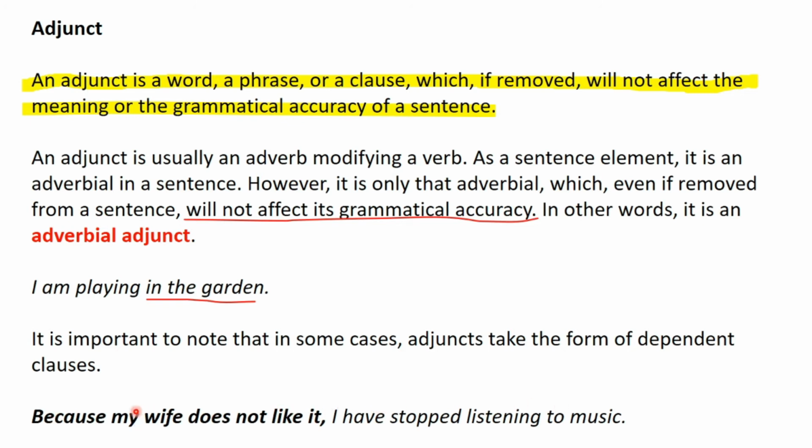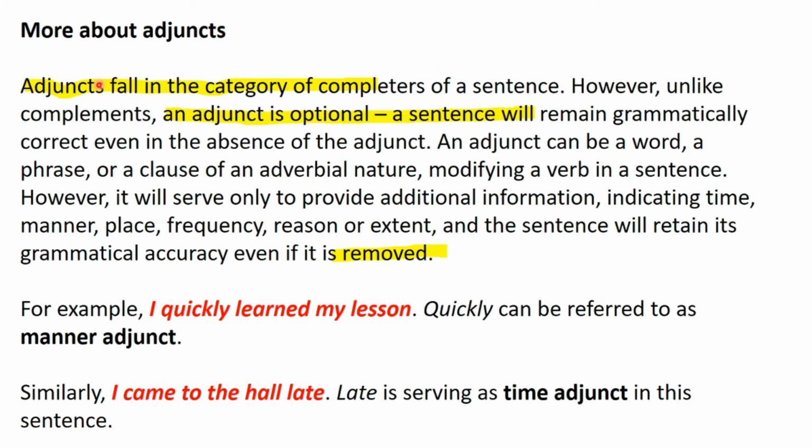Now even if we remove this dependent clause, because my wife does not like it, this part of the sentence, this independent clause, I have stopped listening to music, is grammatically correct and has a complete thought and meaning in itself. Like complements, adjuncts also fall in the category of completers, and they're used to include additional information in a sentence. For example, to indicate time, manner, place, as I earlier said, and also frequency, reason or extent. But even if they're removed, the sentence will retain its grammatical accuracy in most cases.